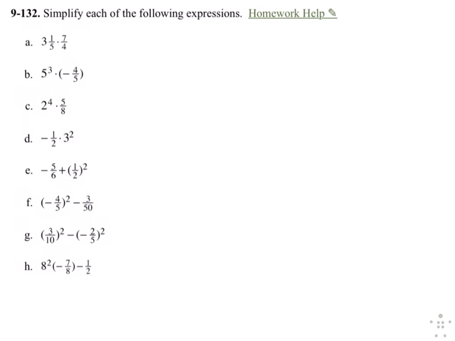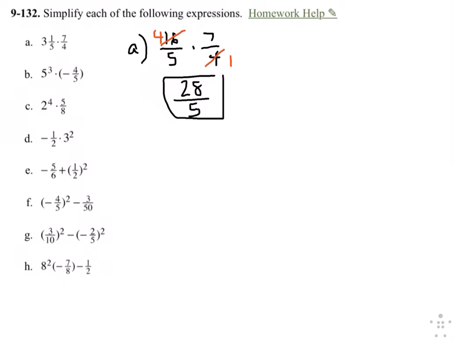Okay, let's go through these one by one. So for A, we have 3 1/5 times 7/4. Again, I am going to always convert into improper fractions. So that's 16/5 times 7/4. And then whenever possible, we're going to cross cancel. So 16 and 4 becomes 4 and 1. And now we multiply the numerators and we get 28, and the denominators and we get fifths. So A is 28 fifths.